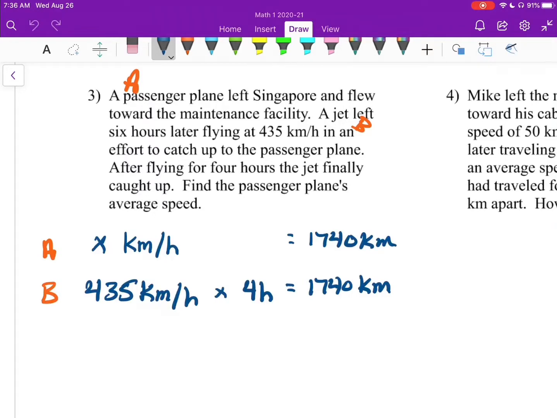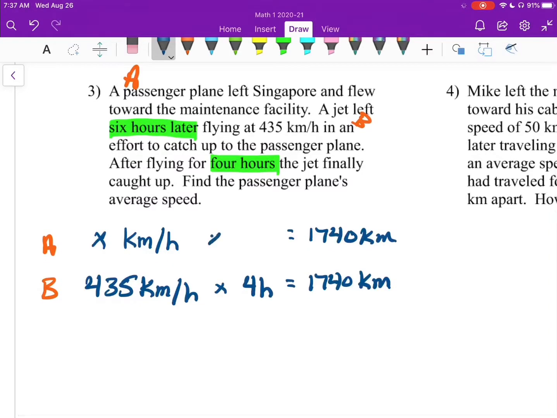But we need to know how long was plane A flying, right? So let's reread this again. A passenger plane left Singapore and flew towards the maintenance facility. A jet left 6 hours later, flying at an average of blah, blah, blah. After flying for 4 hours, they finally caught up. So how long was the plane A actually flying? He was flying for 10 hours.